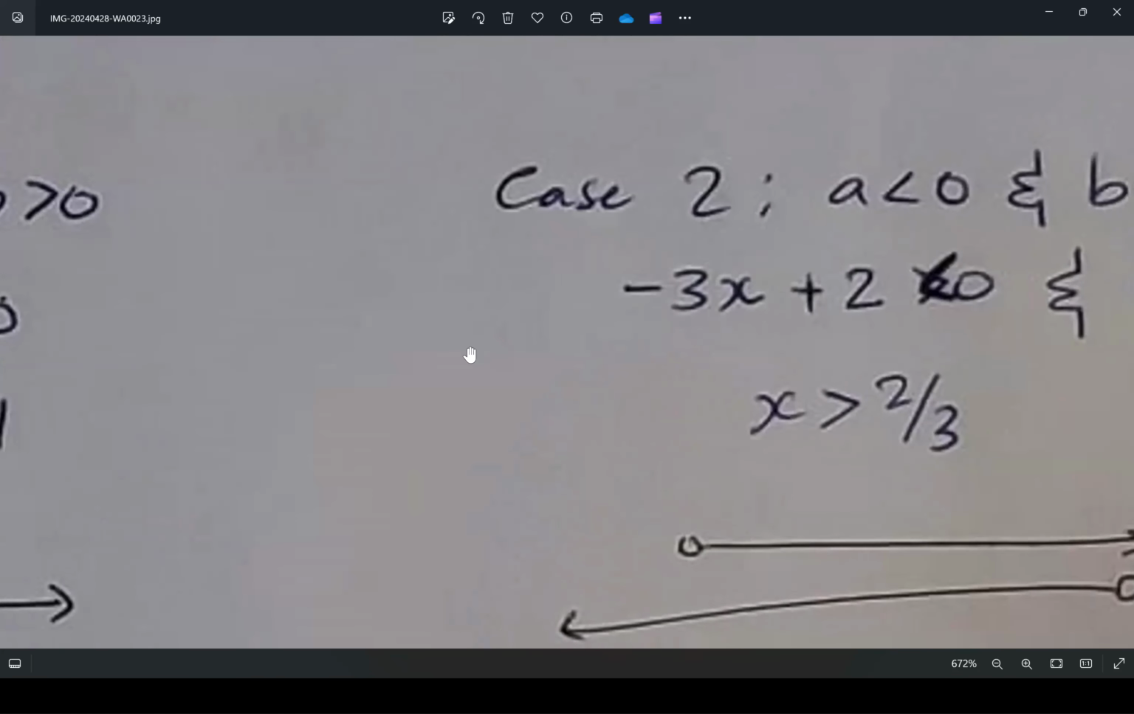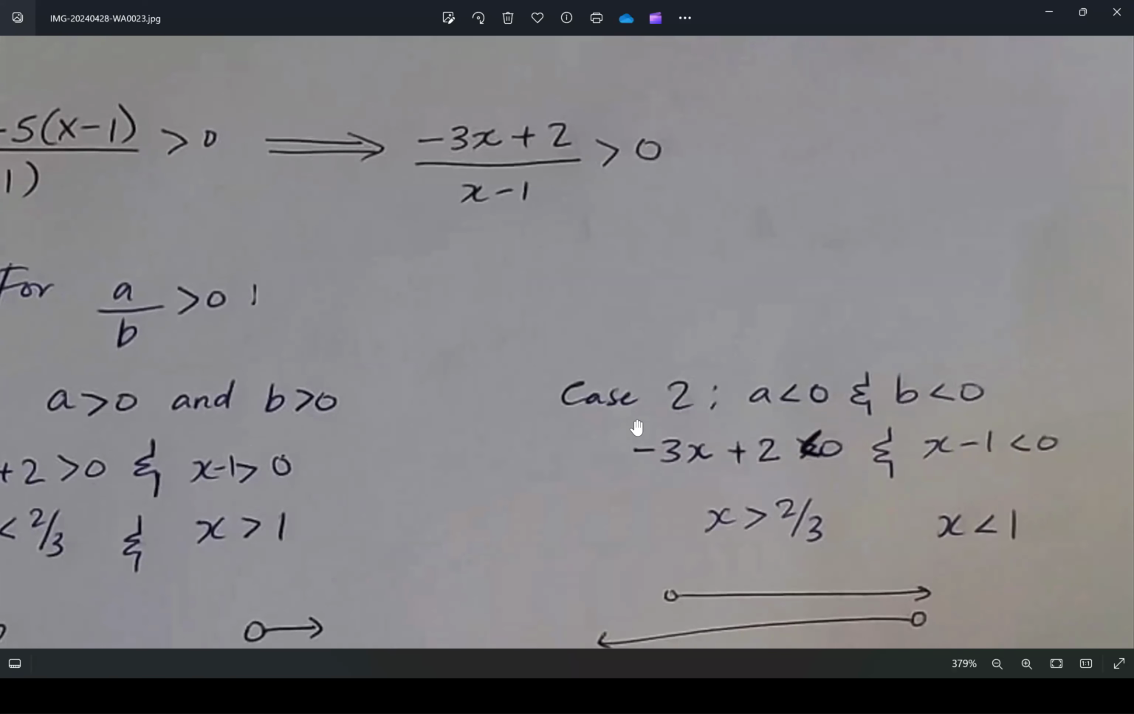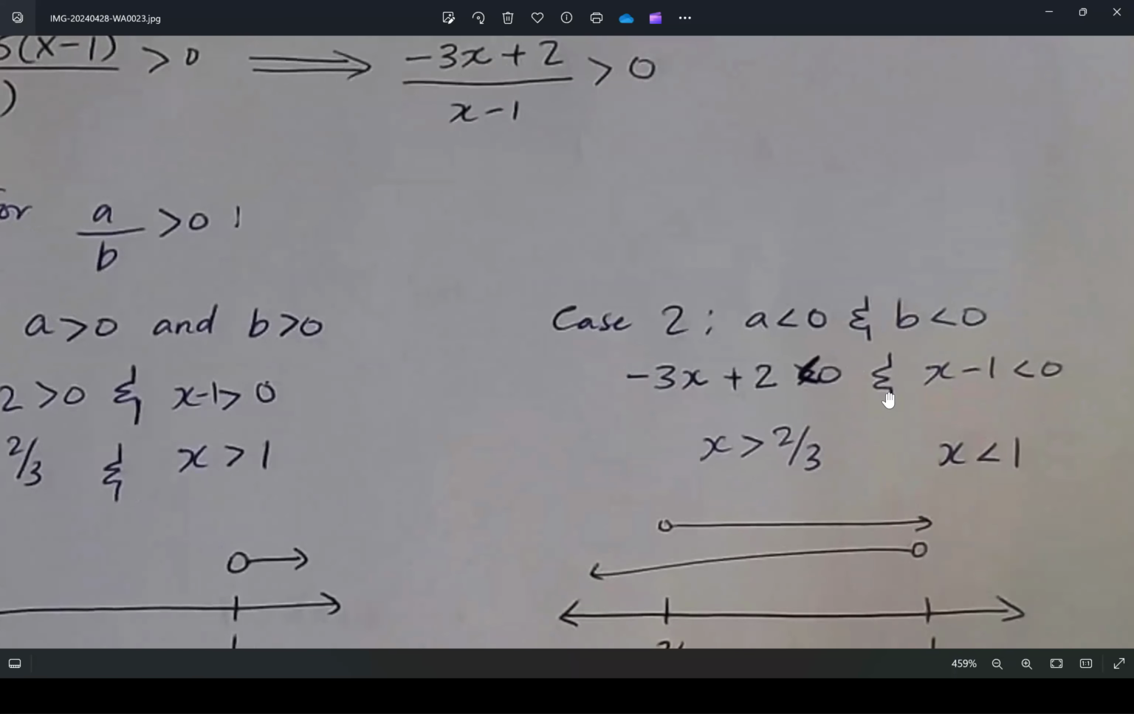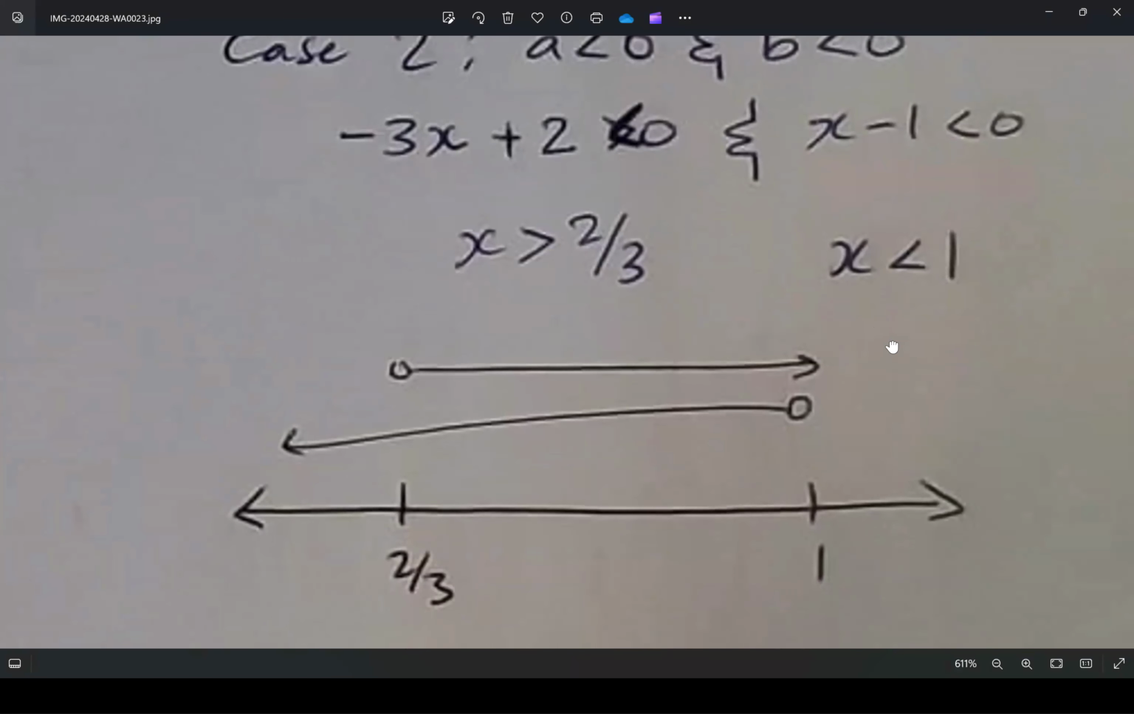And then we can look at the second case, because we have to look at both cases, remember that a and b can be positive, or a and b can both be negative at the same time. So if they're both negative, we're going to set them both to be less than 0, which is what being negative means, right? We're going to solve both inequalities. So if -3x plus 2 is less than 0, then x is greater than 2 over 3. And if x minus 1 is less than 0, then x needs to be less than 1. So now look at the same graph again.